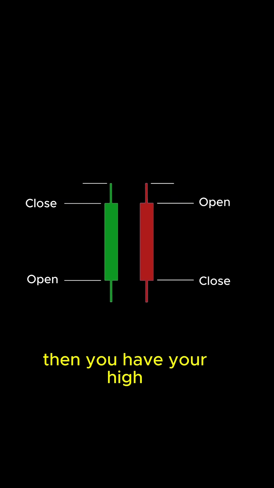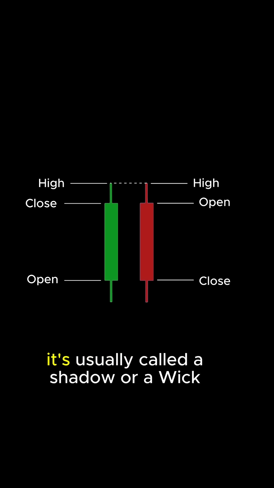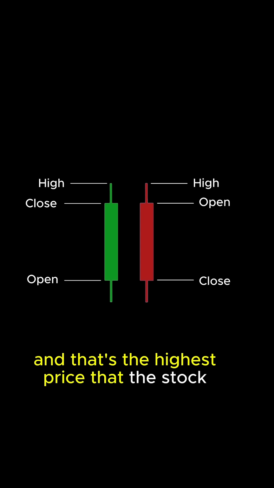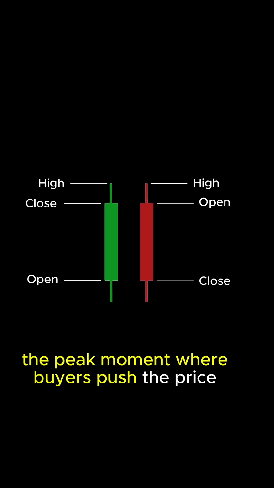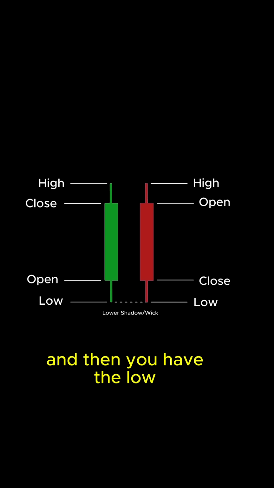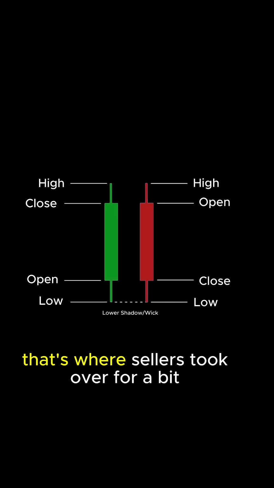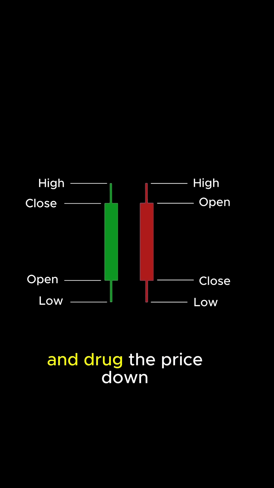Then you have your high. So this is the upper line. It's usually called a shadow or a wick, and that's the highest price that the stock reached during that game. The peak moment where buyers push the price up. And then you have the low. That's the lowest price. That's where sellers took over for a bit and drug the price down.